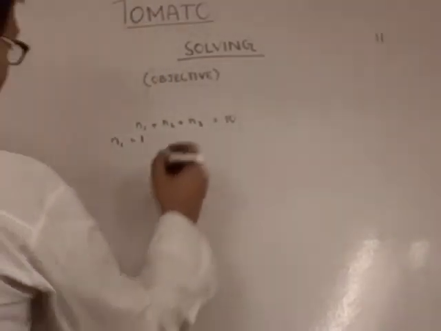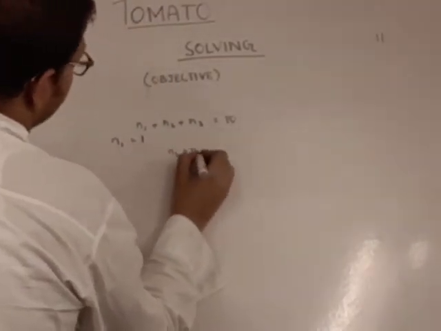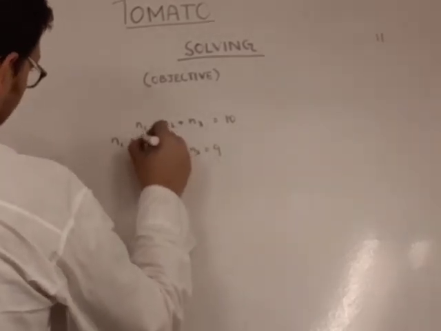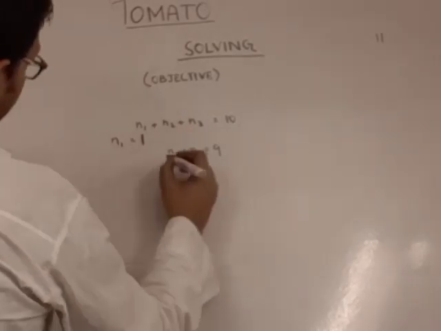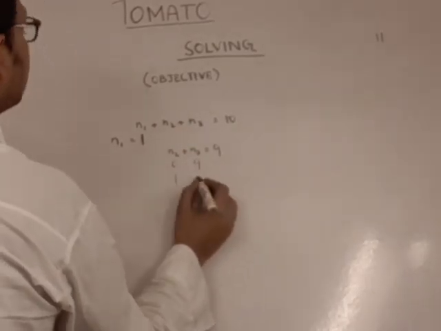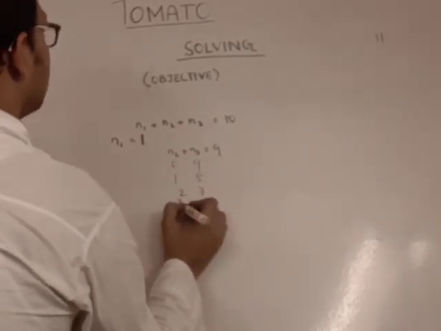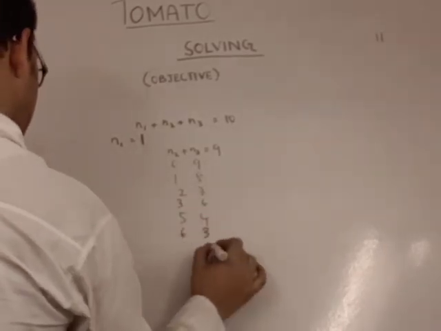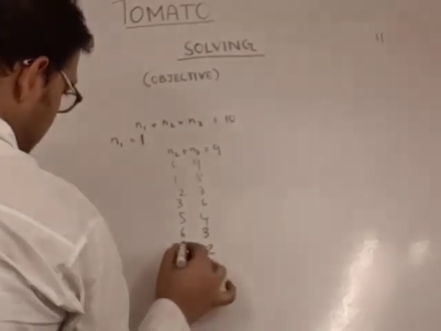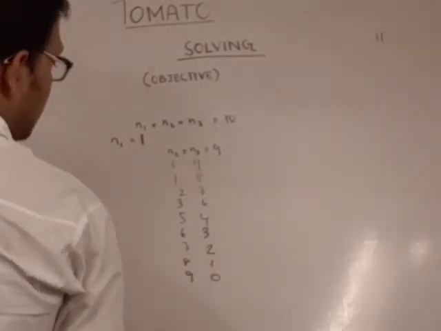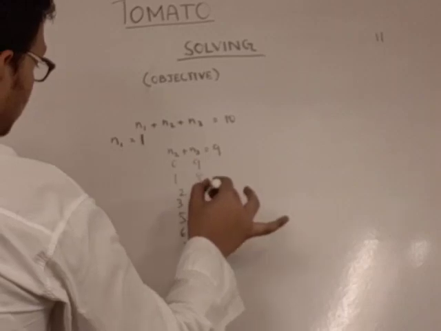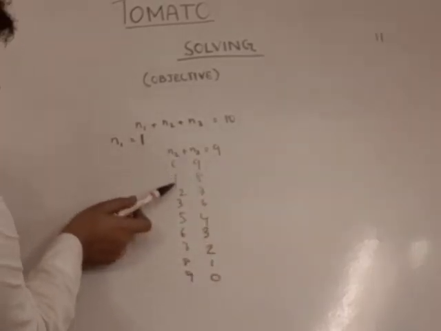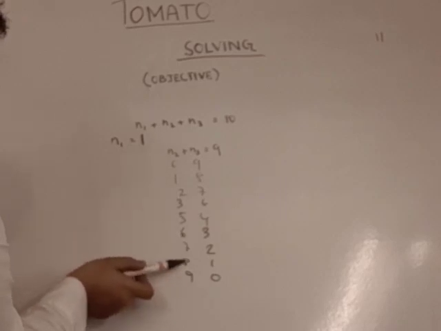So if n1 equals 1, then n2 plus n3 is 9. The equation becomes 9. So it's 0, 9, 1, 8, 2, 7, 3, 6, 4, 5, 5, 4, 6, 3, 7, 2, 8, 1, 9, 0. So how many solutions are there? 1, 2, 3, 4, 5, 6, 7, 8, 9.